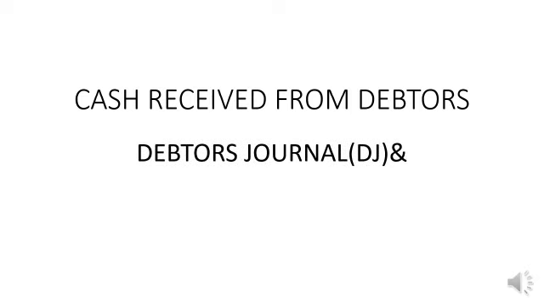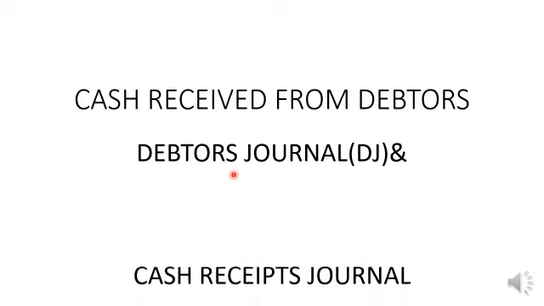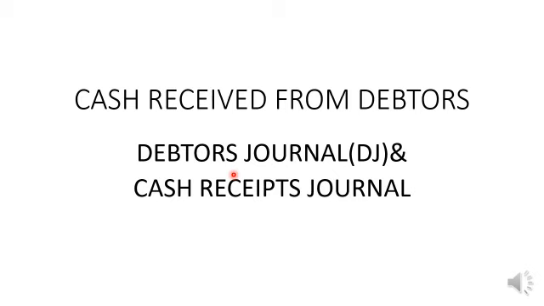Now we are going to be talking of what happens when those debtors have paid their money. In other words, the business has received money. So we are going to be talking about the cash receipts journal when we have received money from our debtors, and then for the goods that they have bought on credit, which is recorded in our DJ. So we are going to be discussing both the debtors journal and the cash receipts journal.